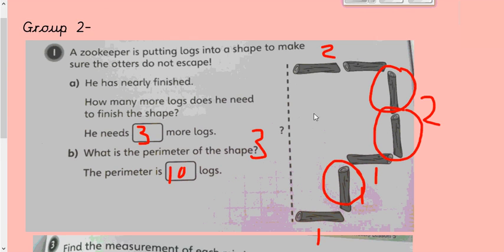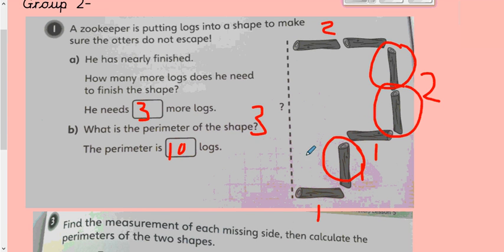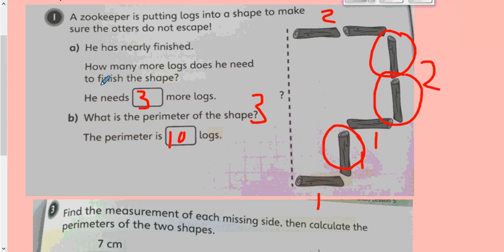Group 2 then. So the one with the zookeeper, he needs 3 more logs. So this side should fit 3 logs because you add these 2 and this one, which would be 3. So what is the perimeter of the shape? It's 10 logs because you just add them all up. Okay.